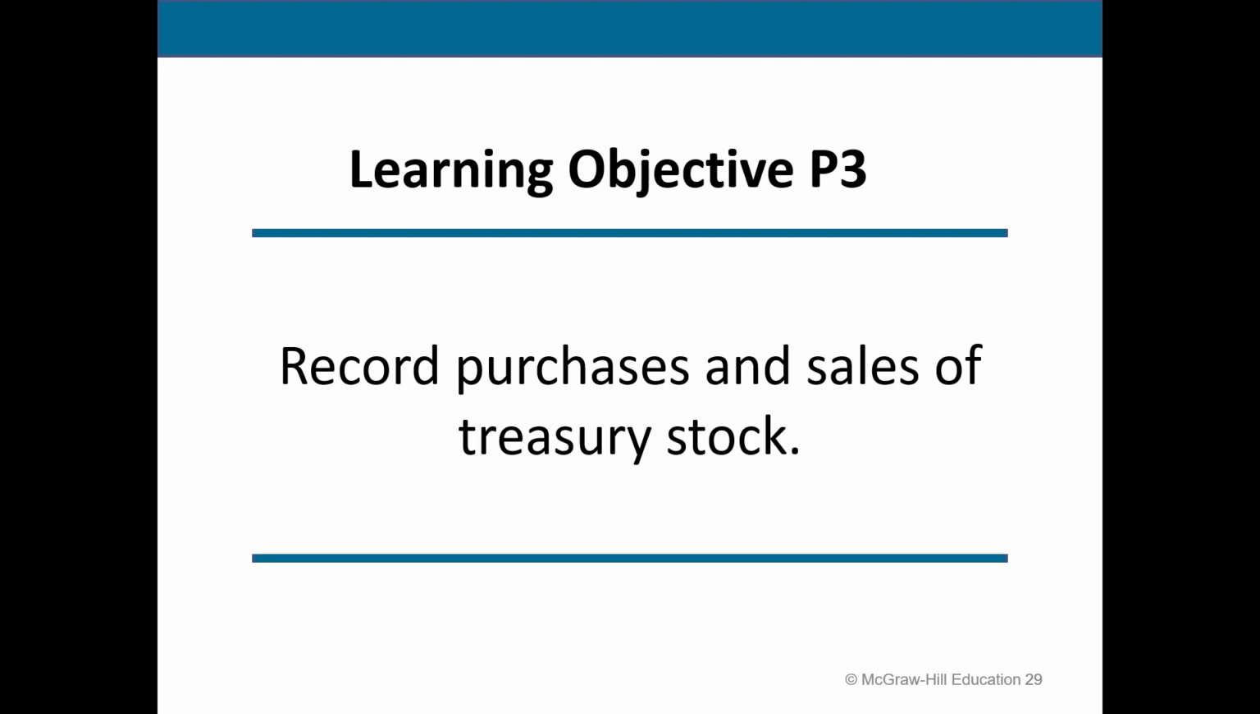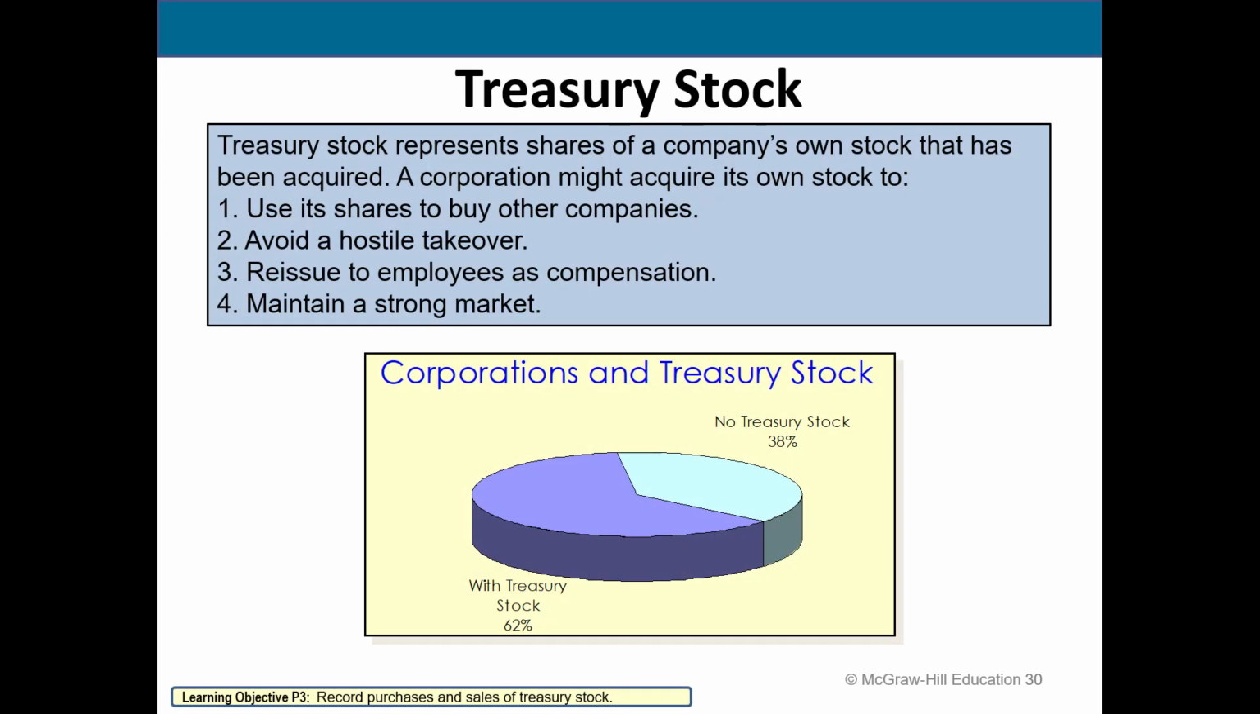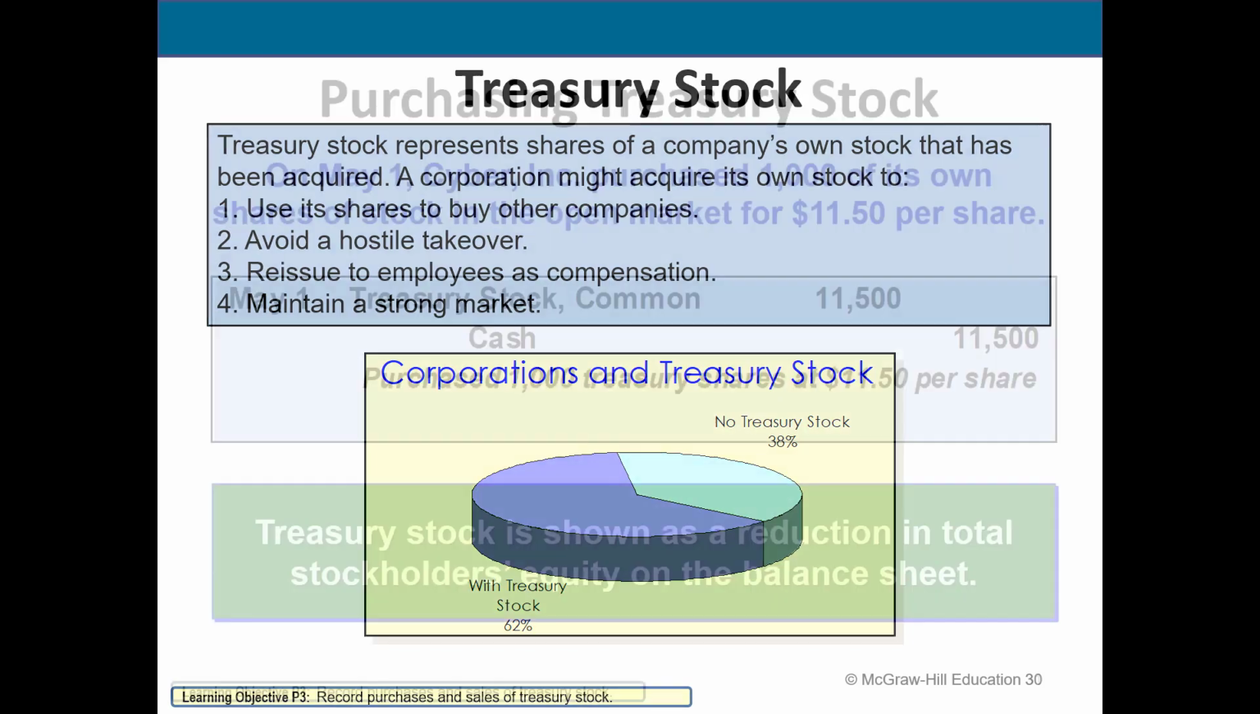We will now look at treasury stock. So treasury stock represents shares of stock that a company has bought back. So they've gone to the open market and they've purchased back some of their own shares. So this means the shares outstanding will be less.